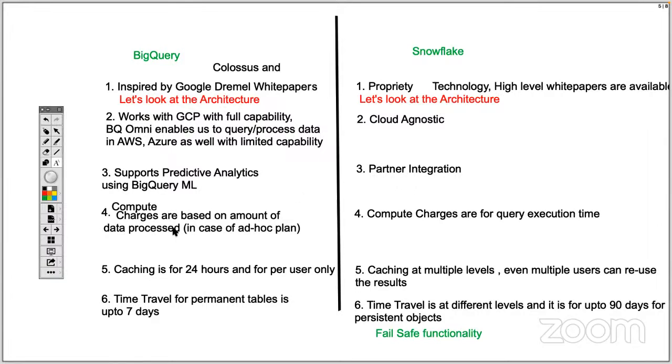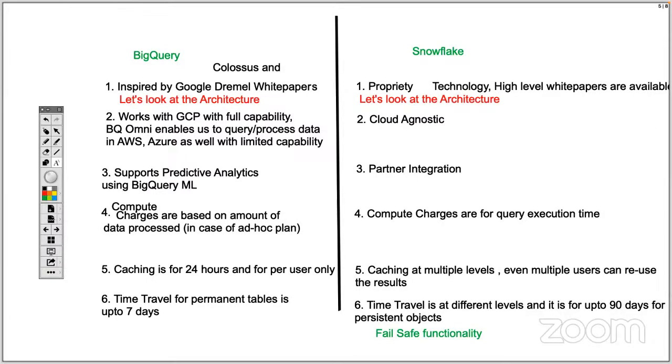Then the fourth point is compute charges are based on the amount of data processed. Please understand the pricing model for BigQuery is very different, and there are a lot of details to it. Let me see if I can pull out an interesting whiteboard picture so that you get an idea how we look into the pricing of BigQuery and Snowflake, both. Actually, we are talking about both. So I want to mention that pricing part.